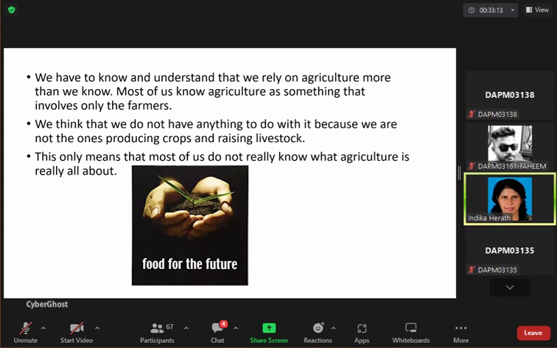Agriculture is something that concerns people, not only about farming, as I mentioned before. We can't do anything without having food. So therefore, we need to have food for our consumption, as well as food for the animals that we are rearing. So why do we rear animals?